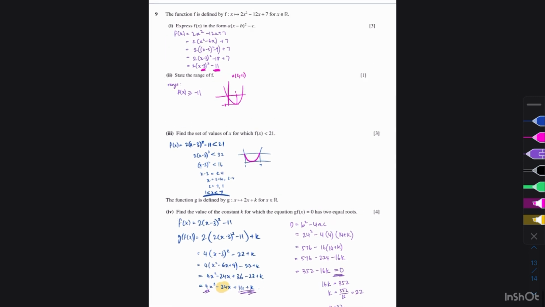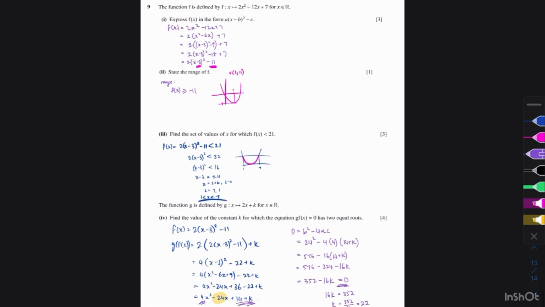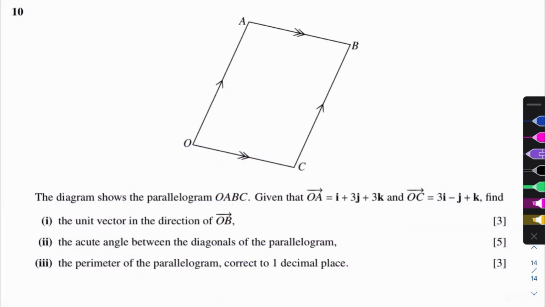So that was question 9. Okay, last question, guys. Let's get through this. So we've got a parallelogram, we've got vectors. So part 1 says find the unit vector in the direction OB.